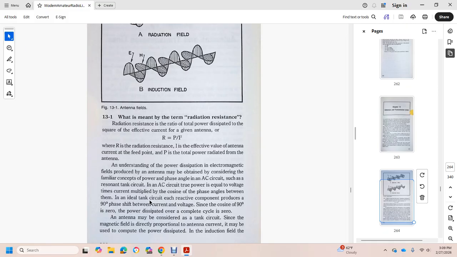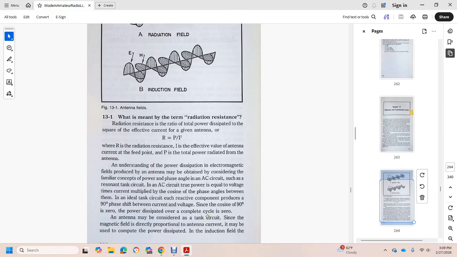This relates to the familiar concept of power and phasing in an AC circuit, such as a tank circuit. The true power in an AC circuit equals voltage times current times the cosine of the phase angle between them. An ideal tank circuit has reactive components that produce a 90 degree phase shift between current and voltage, so the power factor is zero and the power dissipated over a complete cycle is zero.